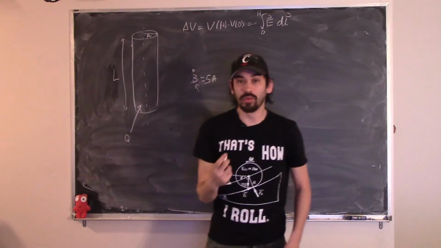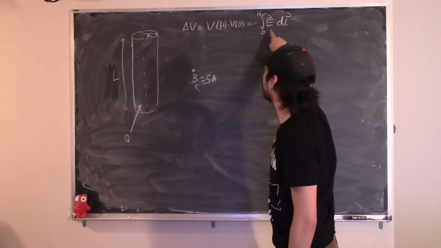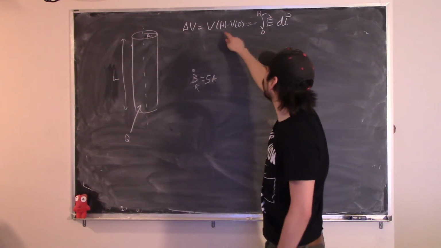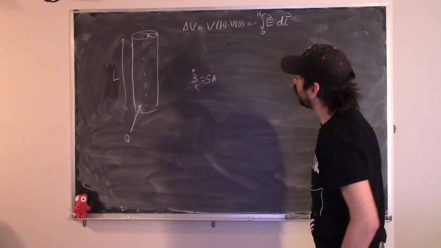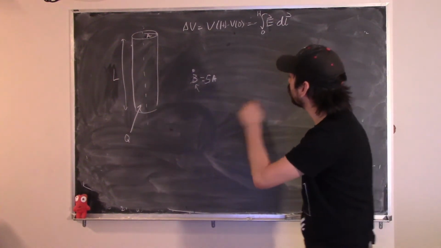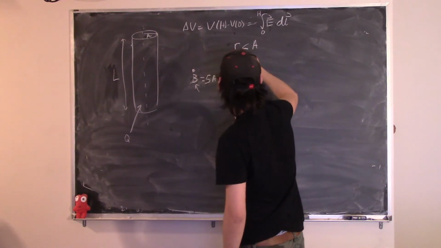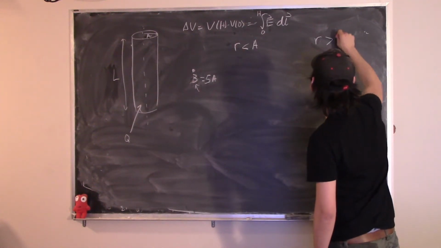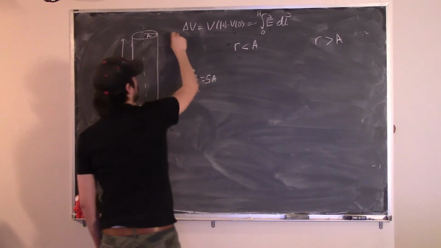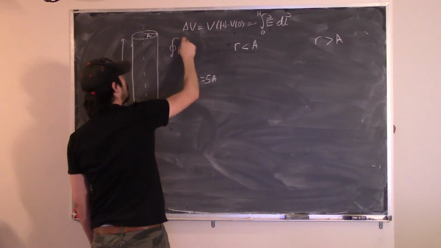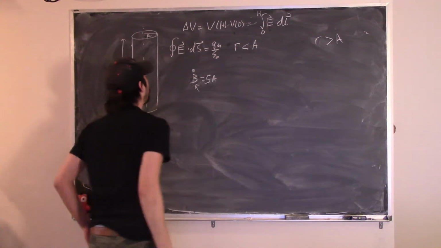In order to solve this one, the first thing that we need to do is find what the electric field is everywhere, because in order to calculate the difference in electric potential, we need to know the electric field. So there are two regions we need to find the electric field for: R is less than A and R is greater than A. We're going to be applying Gauss's law, that is, the integral of E dot ds is equal to Qin divided by epsilon naught.